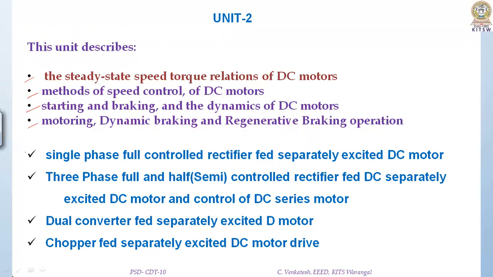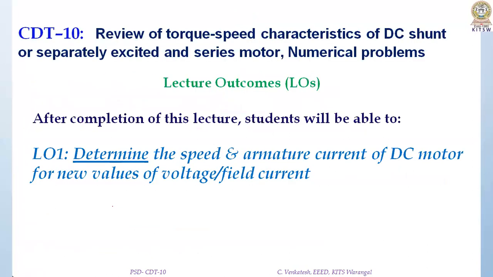Plus, we will see how a DC drive can efficiently be controlled with its speed and torque based on the power electronic converters, by using the controlled rectifiers and the dual converters and choppers. Today, we'll start with the unit topic on review of torque speed characteristics.